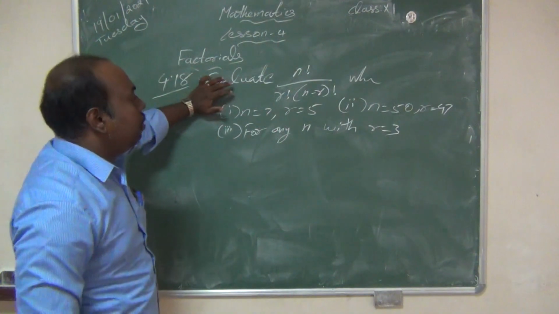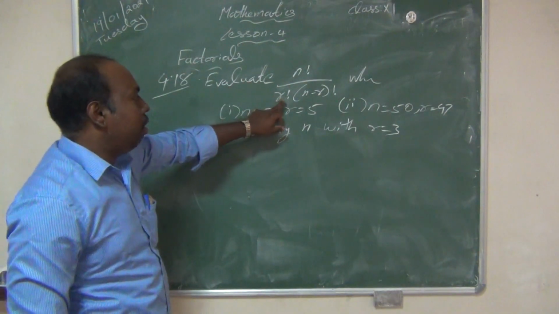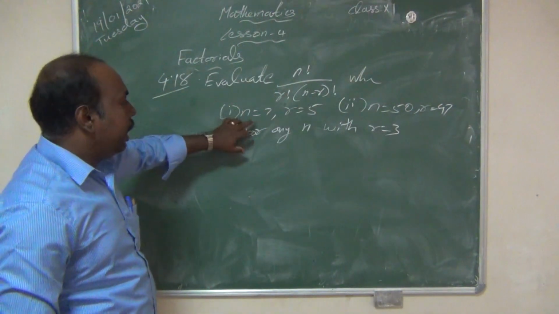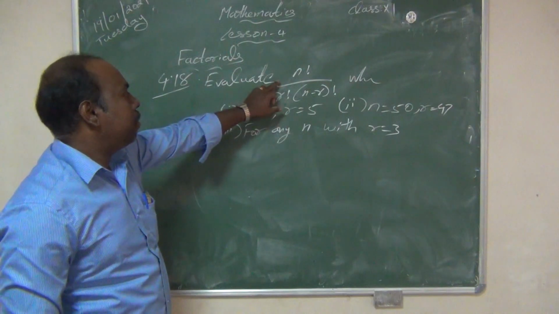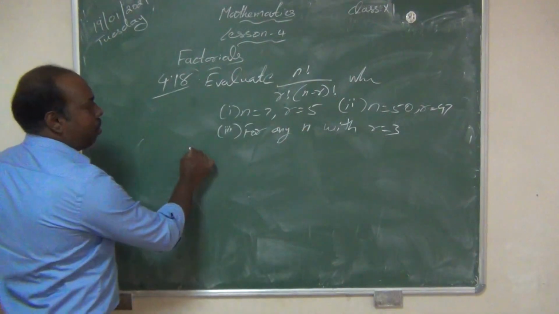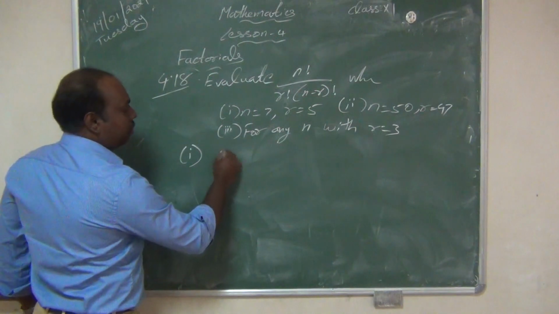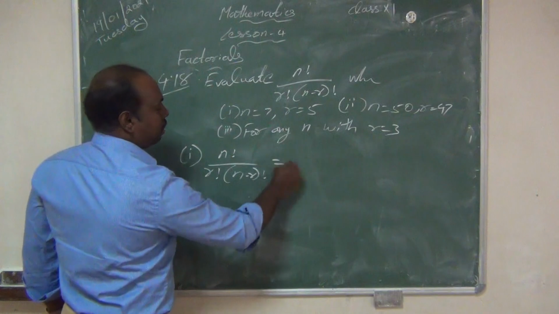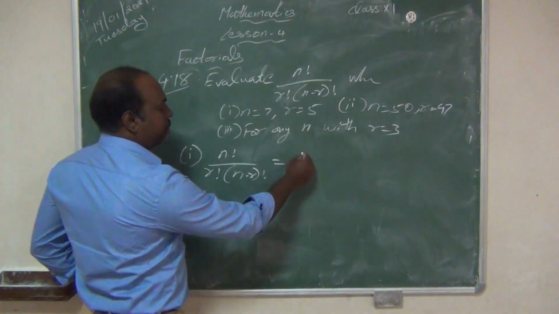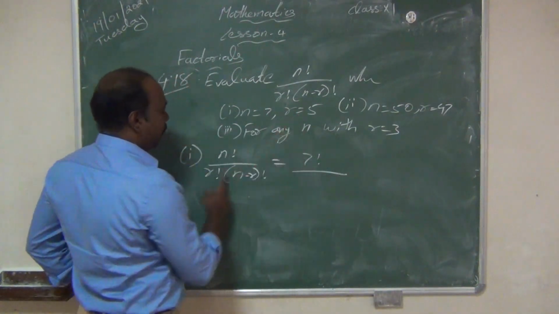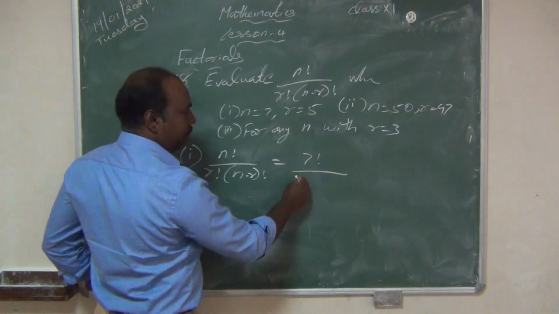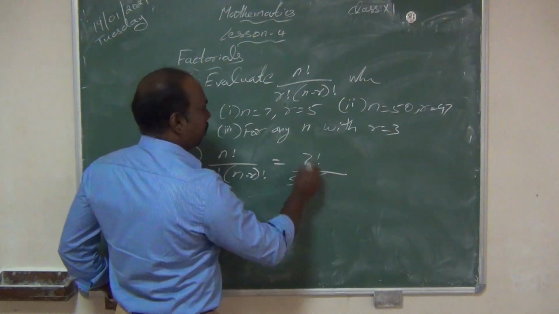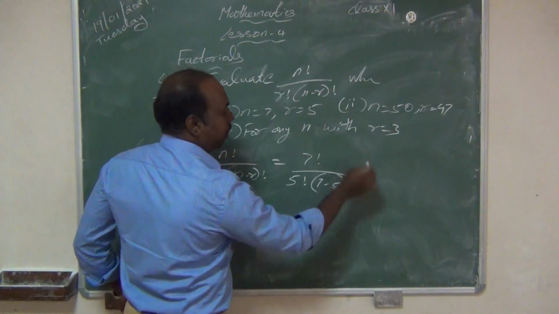Here, evaluate n factorial divided by r factorial into n minus r factorial. Here in the first part, n and r are given. We have to find the value of this. So n factorial divided by r factorial into n minus r factorial can be written as, what is n? 7. 7 factorial divided by r equal to 5. It is given in the question, am I right? So 5 factorial into 7 minus 5, the whole factorial.